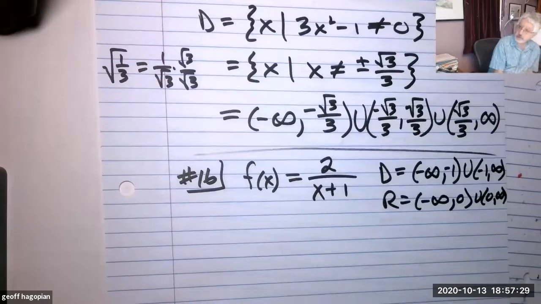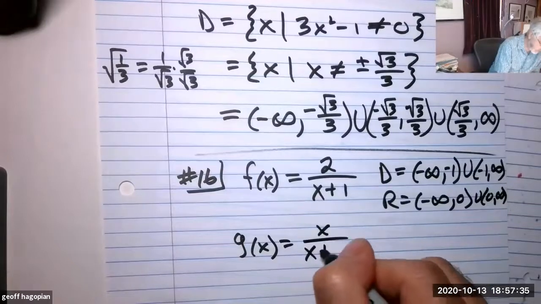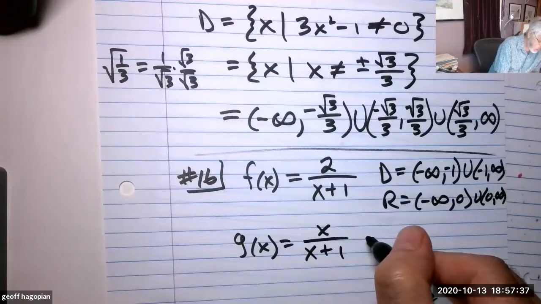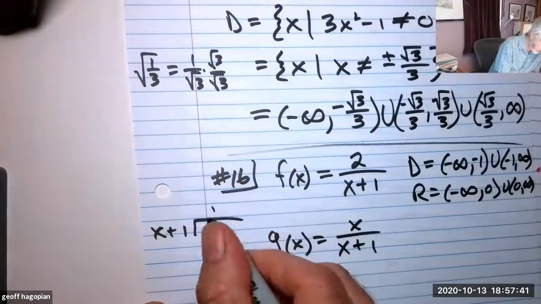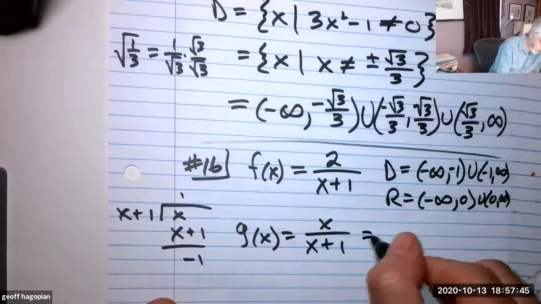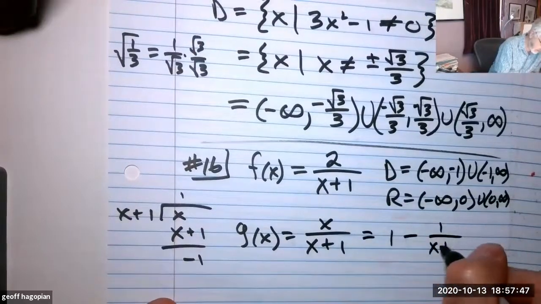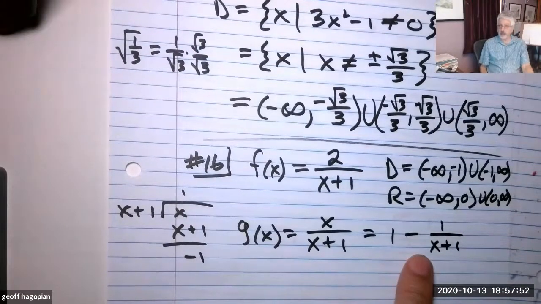How about g of x? This is x divided by x plus 1, which you can do long division. X plus 1 goes into x once. You get a remainder of -1. So this would be 1 minus 1 over x plus 1. To check that, get a common denominator and combine the numerators over the common denominator, you have x plus 1 minus 1 is x over x plus 1, right?